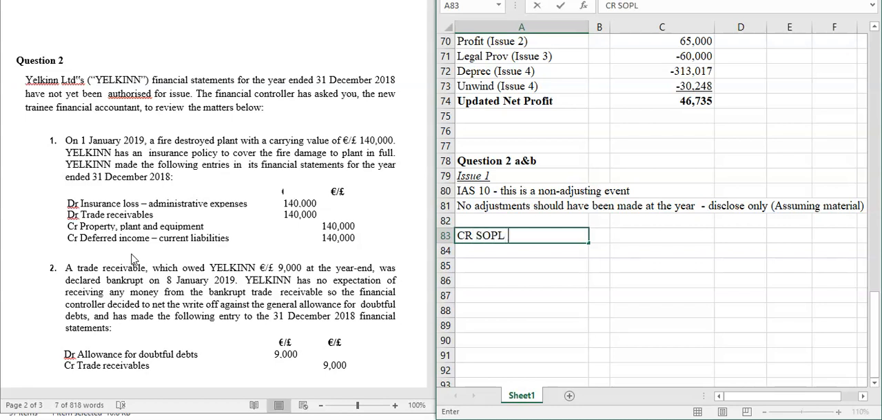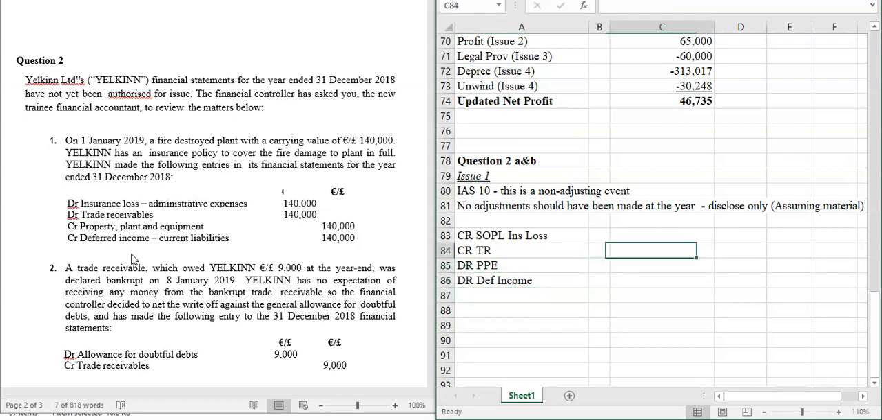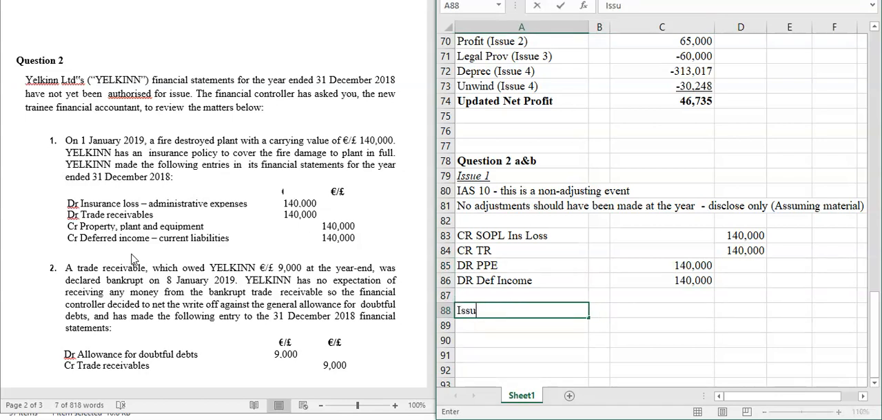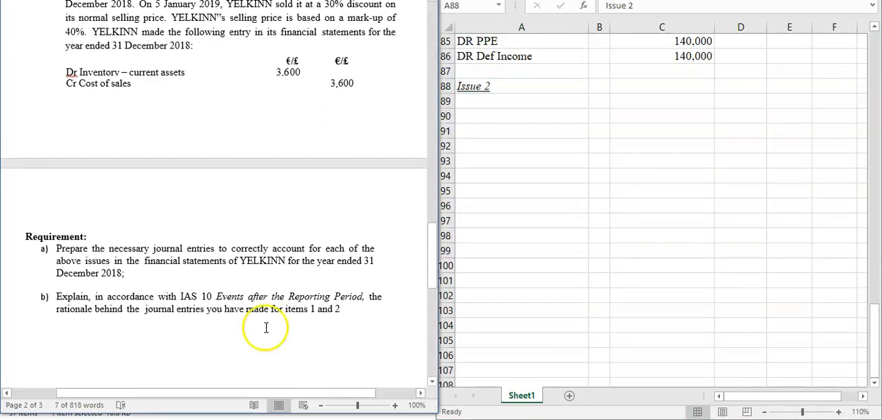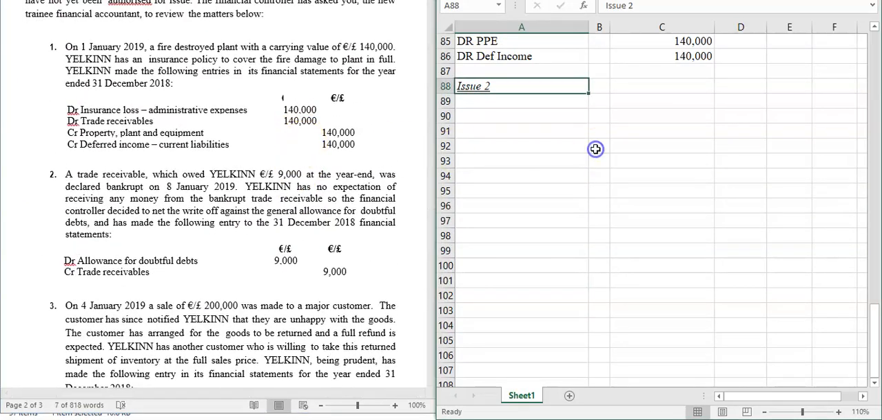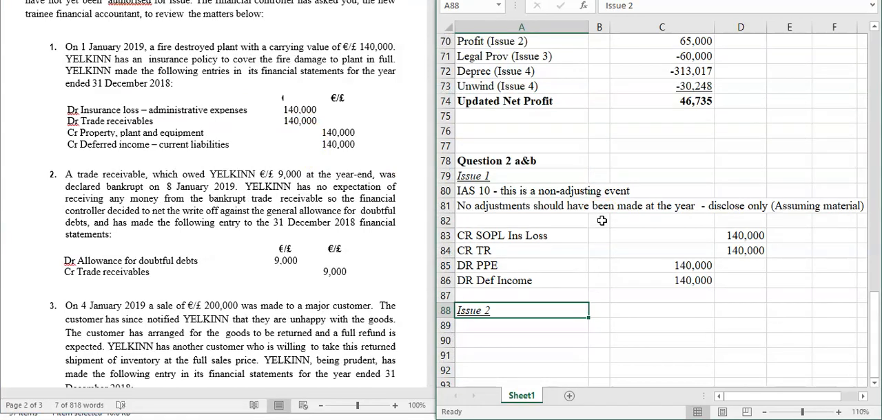So you're going to credit the SOPL, insurance loss. You're going to credit trade receivables. You're going to debit PPE, and you're going to credit deferred income. So you're going to debit deferred income, should I say. You're just reversing it out, a full reversal of the entry because it shouldn't have been made in the first place. And debit PPE and debit deferred income. Now, it will be adjusted for in the 2019 accounts, but you're not asked for that. You're asked for the year end, if you come down here, 2018. So you're only looking at the journal entries required for the 2018 accounts.